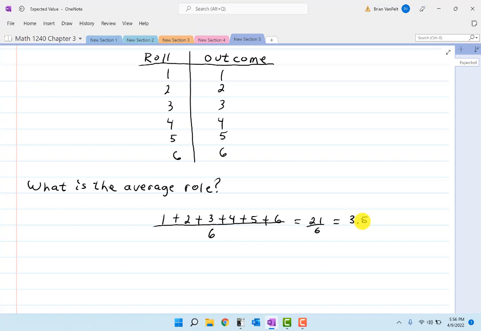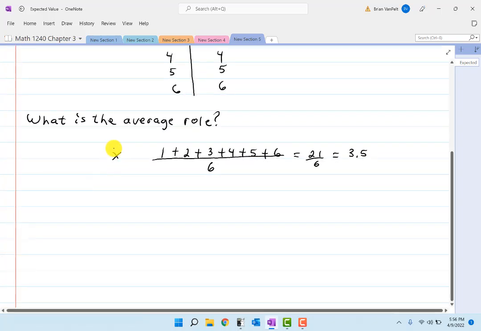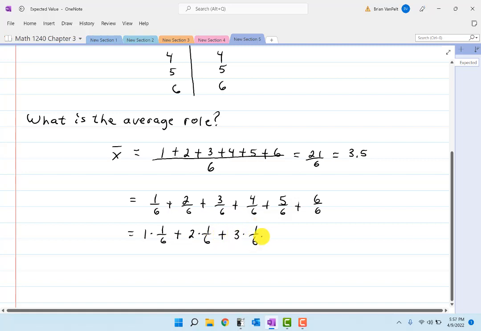Now let me rewrite this in a slightly different manner. So there's our average, or mean. What I'm going to do is break this up in the following way. And then I'm going to add some information here. The first one, I put a 1 in there just for illustration purposes. Second one, so I'm factoring out the numerator from each one of these things.